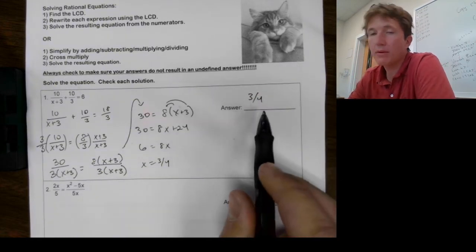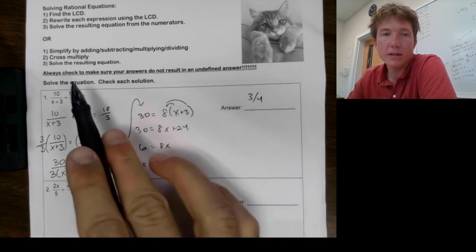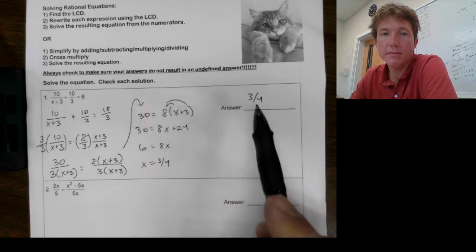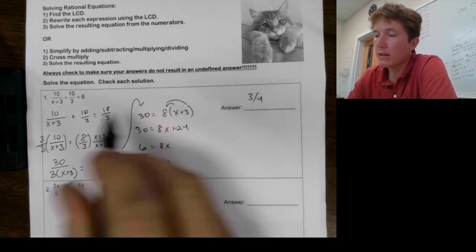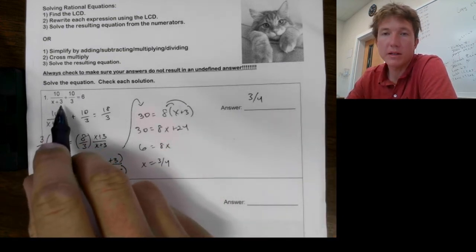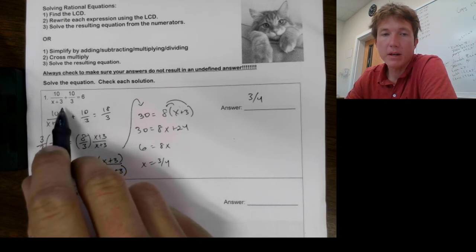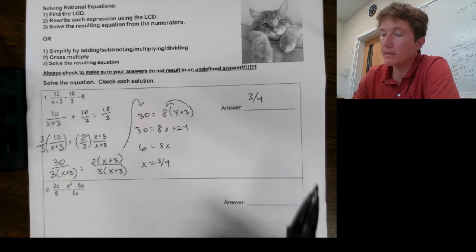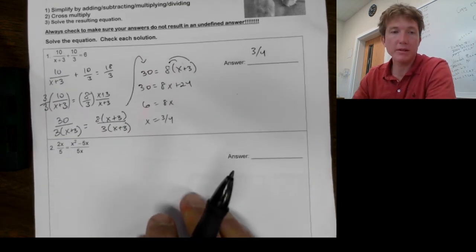And it's always important to check this. So it says here underlined, always check to make sure your answers do not result in an undefined answer. In other words, if I plug this in for x, is that going to give me a 0 in my denominator? Well, the short of it in this one is no, because 3/4 plus 3 is not 0. Alright, so let's go ahead and move on to the next one.